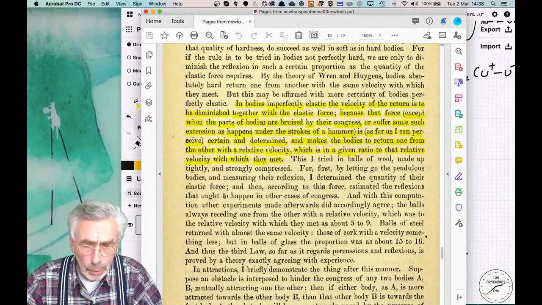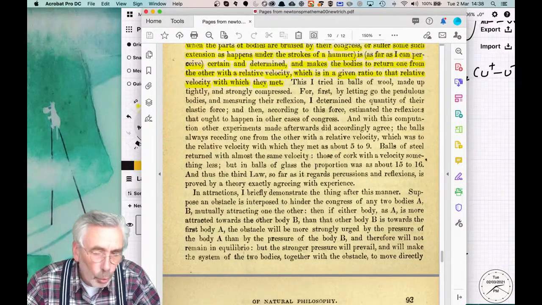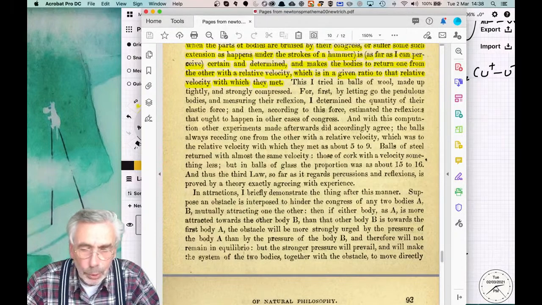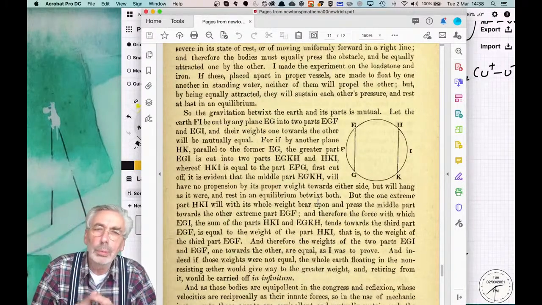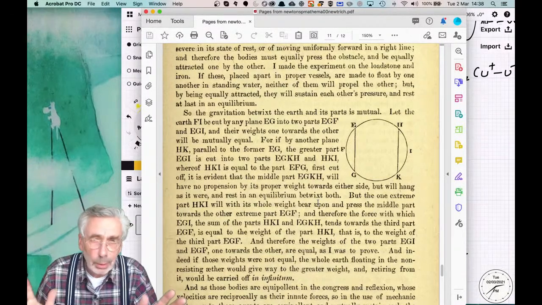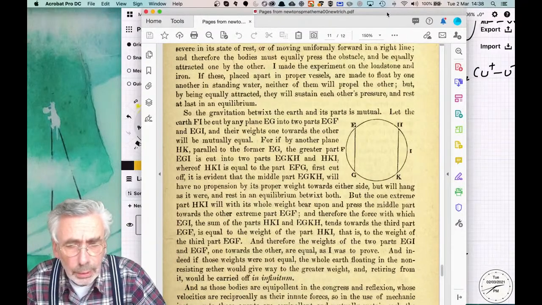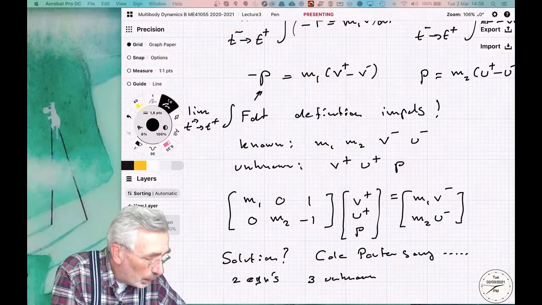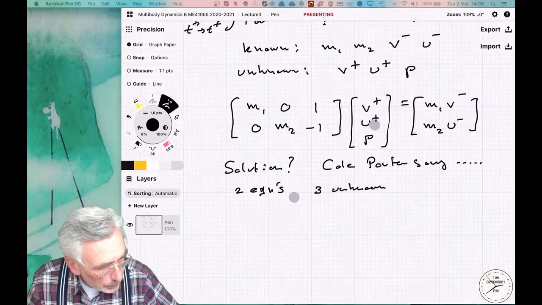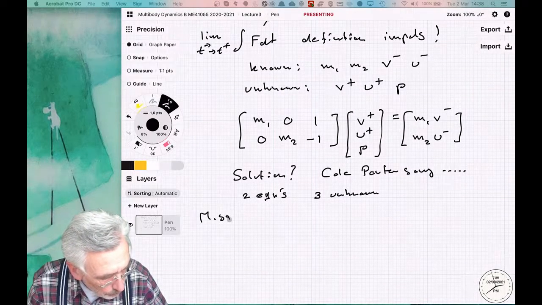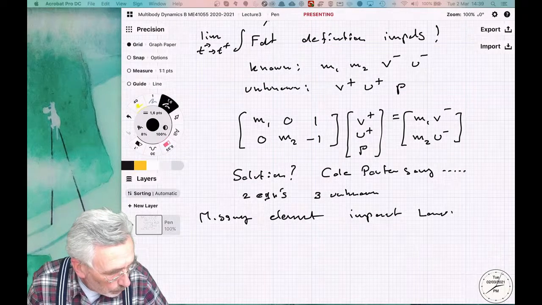And then he investigates that ratio, and he finds out that it's almost the same for a certain type of materials. So balls of steel returned with almost the same velocities, those of cork with a proportion of 15 to 16. And so he finds that there is a law for this relative velocity which only depends on the constitution of the bodies and does not depend on how heavy the bodies are or how fast the bodies are going. That is actually the law we were seeking. So the missing element in our case is what we call a constitutive equation. The missing element is the impact law.